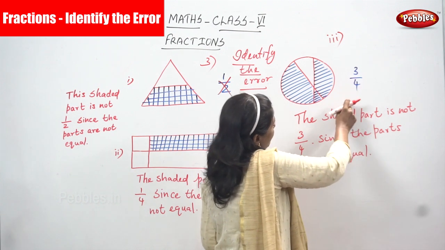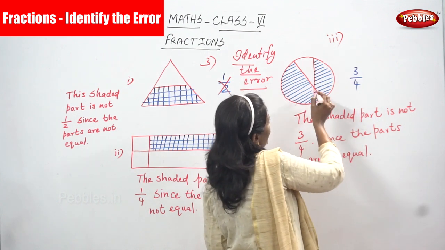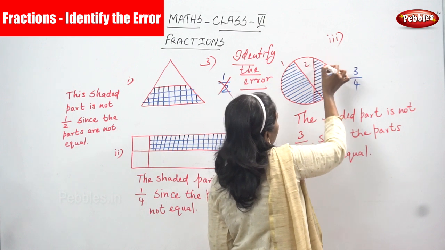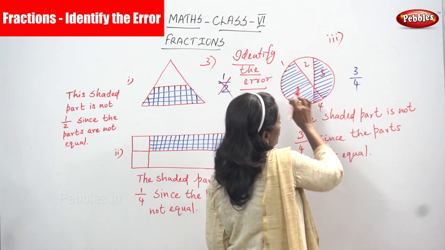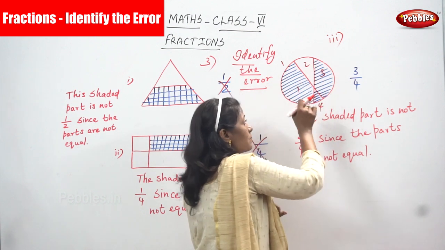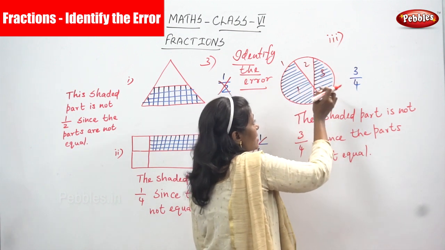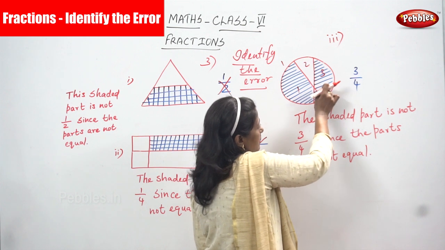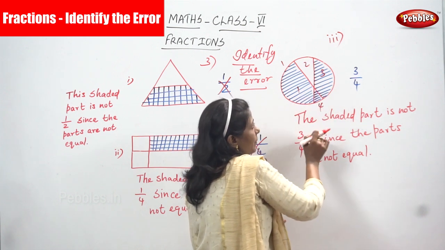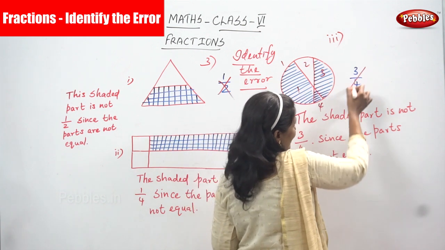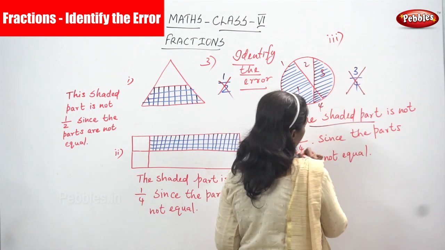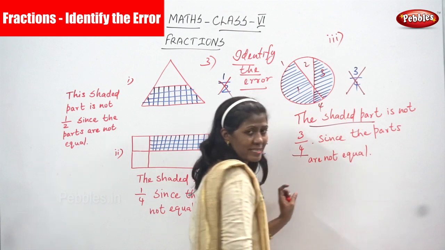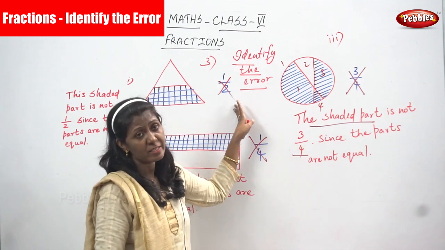Then next is 3 by 4. It is a circle. How many parts did I cut it into? 1, 2, 3, 4. It is 4 parts, but I shaded first, third, and fourth parts. Actually I shaded 3 parts, that is 3 by 4, but it is not exactly 3 by 4, because the parts are not equal. So that is the exact error.